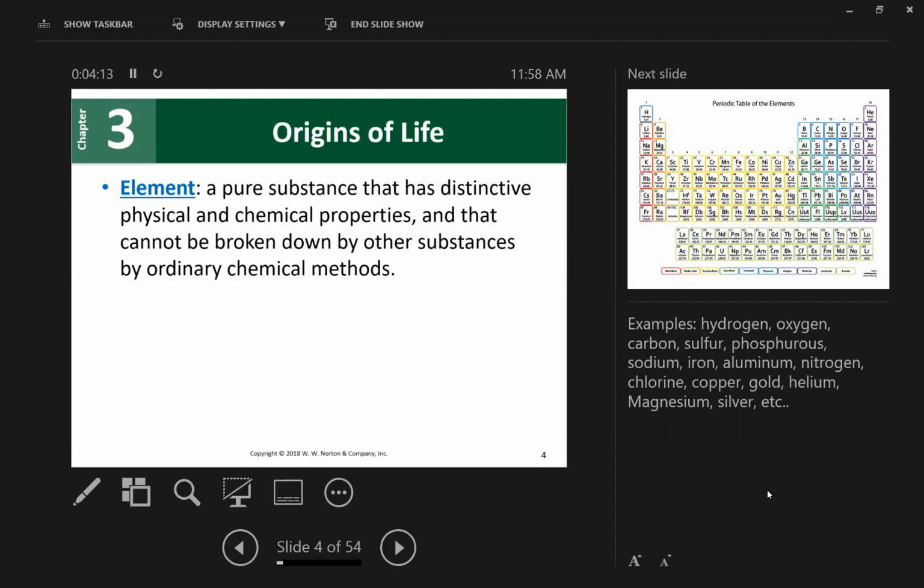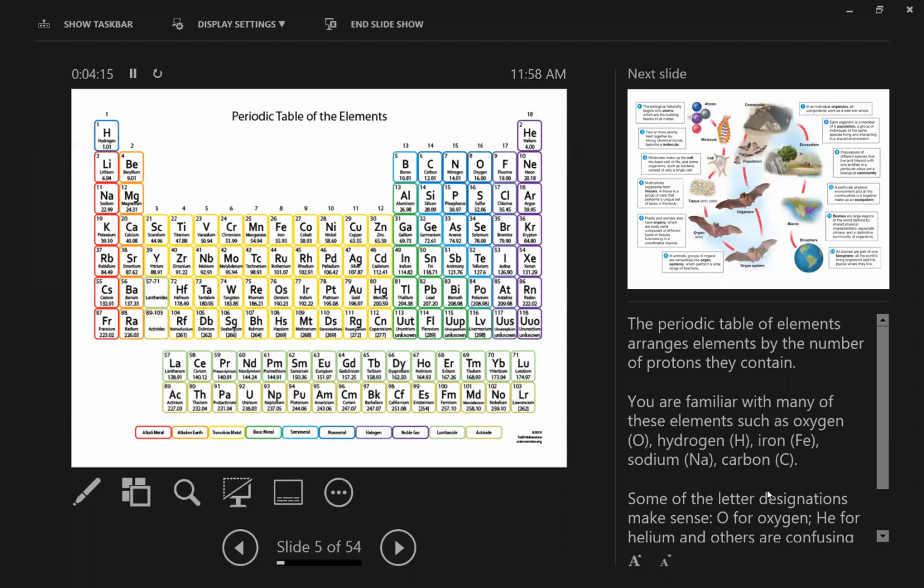So we'll look at the periodic table of elements and we can see hydrogen, oxygen, helium, carbon, and all of those many familiar elements. So the periodic table here arranges elements by the number of protons that they contain. The protons are what's found inside the nucleus of an element, and we'll talk more about that in a moment.